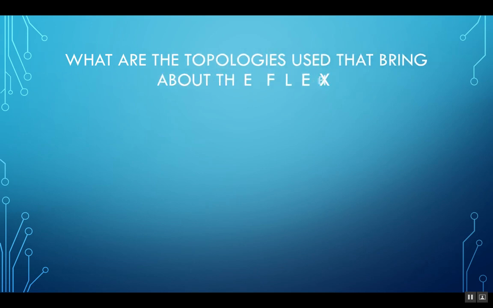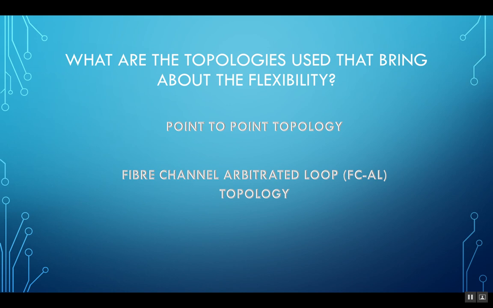Talking about the topologies that are used to bring about the flexibility that Fibre Channel has, Fibre Channel basically has three main topologies. One is the simplest, point-to-point topology, which as the name suggests is just a node connecting to another node. Second is Fibre Channel arbitrated loop, which in the SAN world is referred to as FC-AL topology. Third is switched fabric topology, which is the latest and which is mainly used these days for any SAN networking.